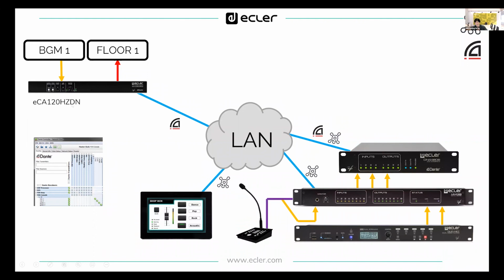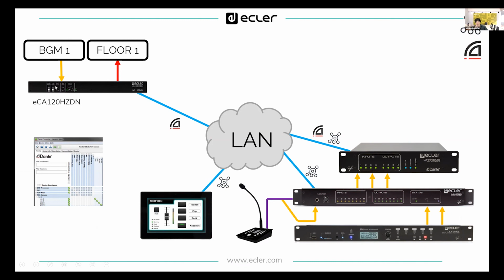When you see a DN in an Ecler device, it means that it integrates Dante. So this is an amplifier that has nothing to do with EclerNet. Don't get confused, but it has a Dante receiver. As long as Bob sends the first channel to Dante, we can receive it here.